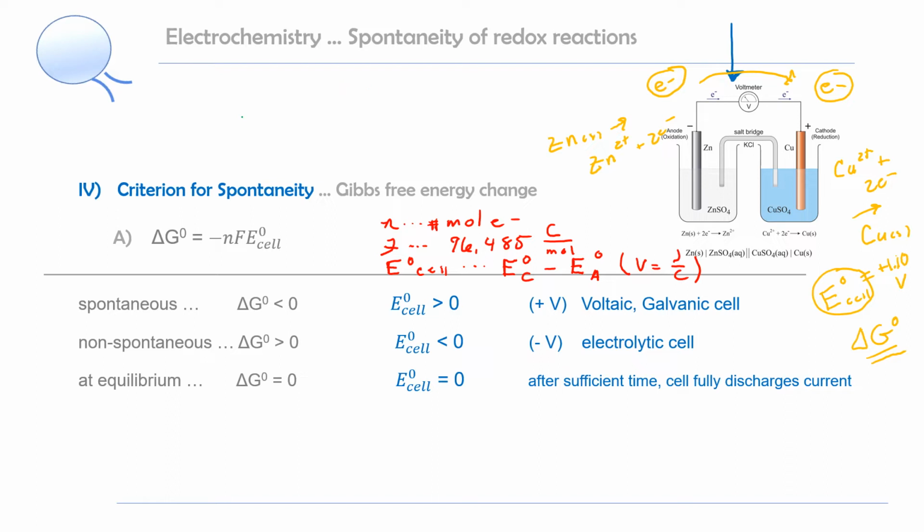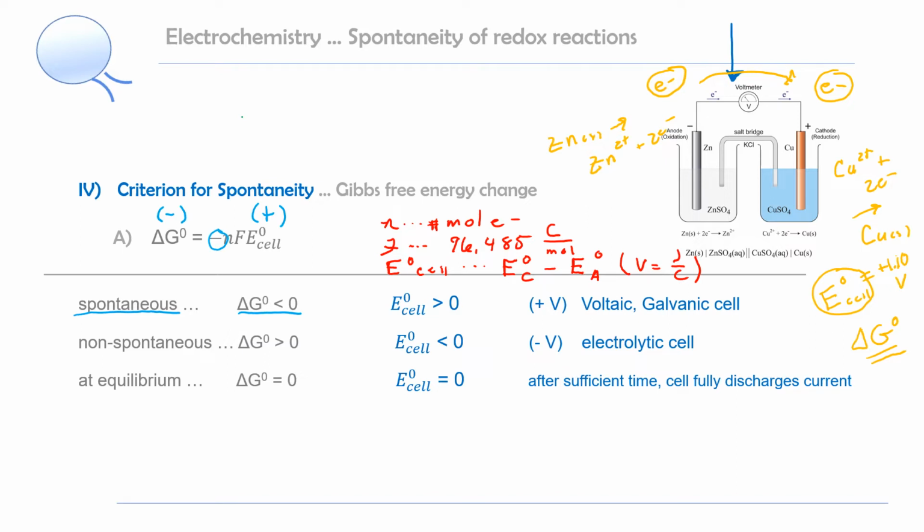So just thinking through some logic. We know from the past that if Gibbs free energy change is negative, less than 0, that is the condition for a spontaneous process. If you look at this equation, the only way delta G is going to be negative is if the cell potential is positive, because you've got a negative term out here.